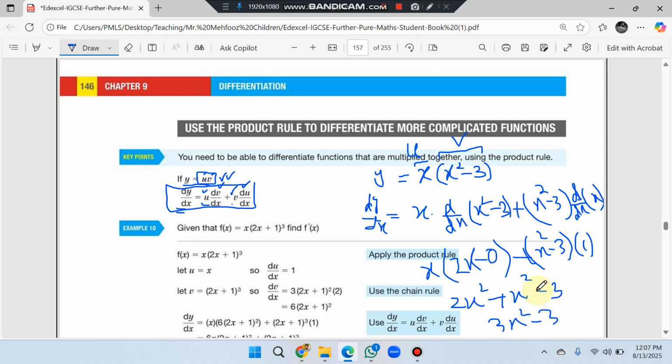You can see that in the previous method, when we multiplied the x into the brackets, the answer is the same.